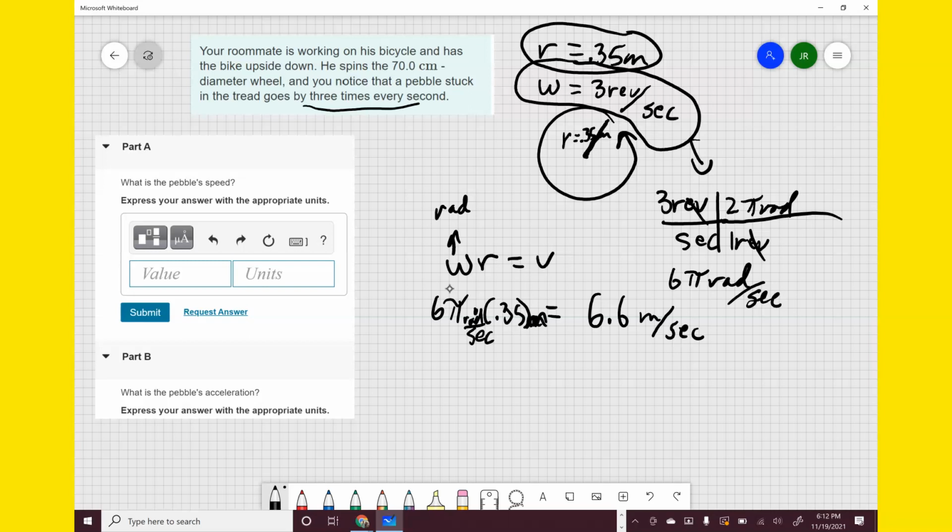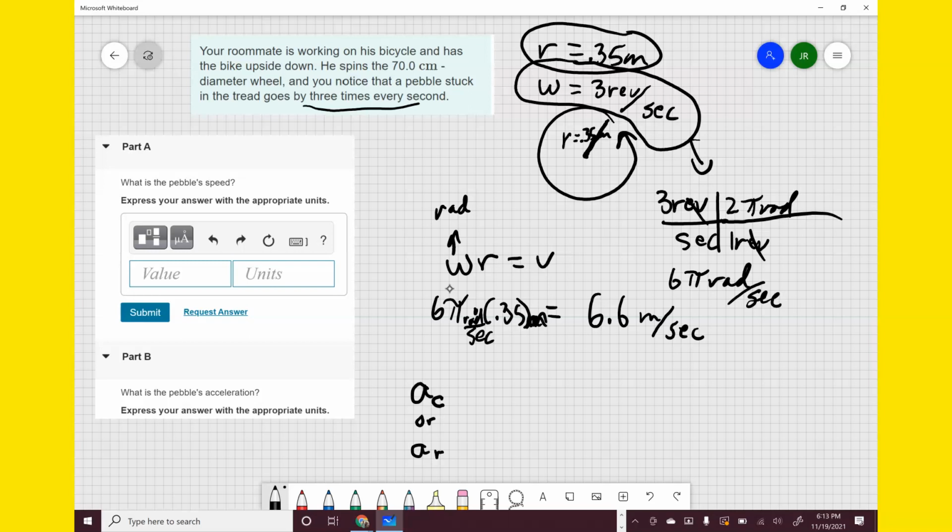Part B, the pebble's acceleration. The acceleration that it wants is the only acceleration that's going on here, because the pebble is not speeding up around the circle, but it is changing direction. So the velocity is changing its direction, which means it has to have an acceleration. That acceleration is called centripetal acceleration. Another name for it is radial acceleration.